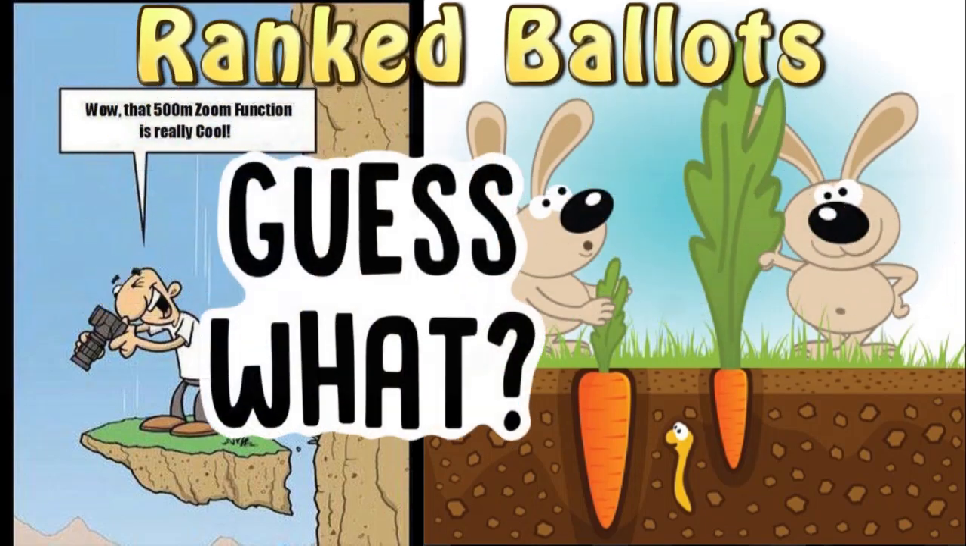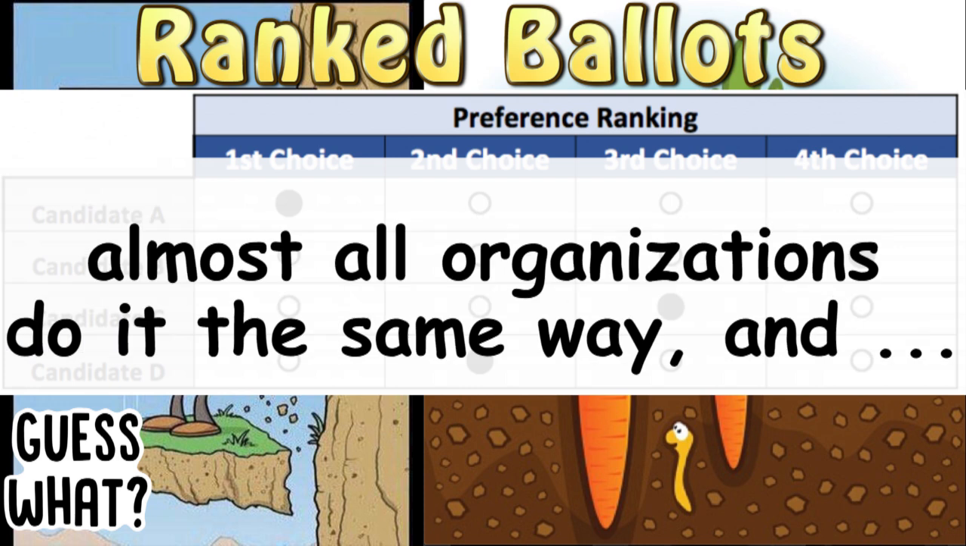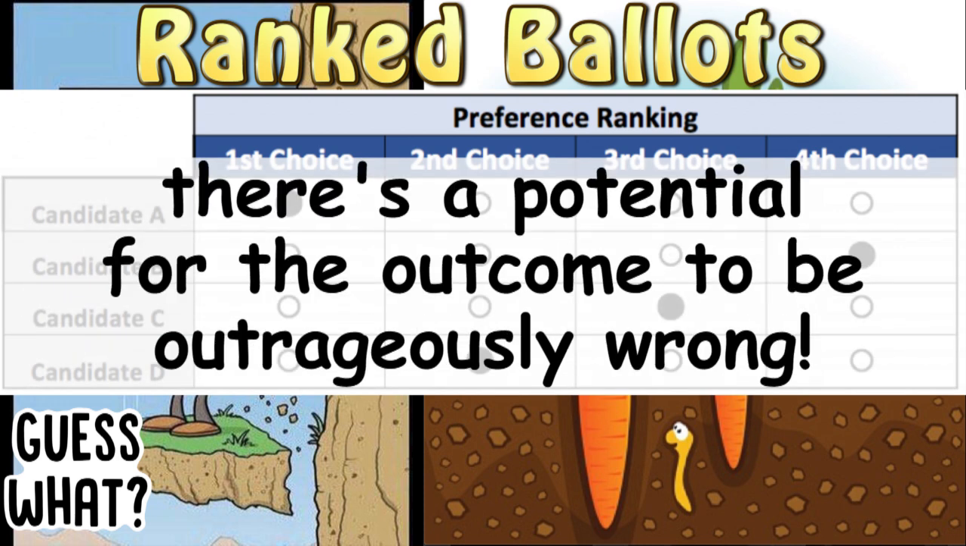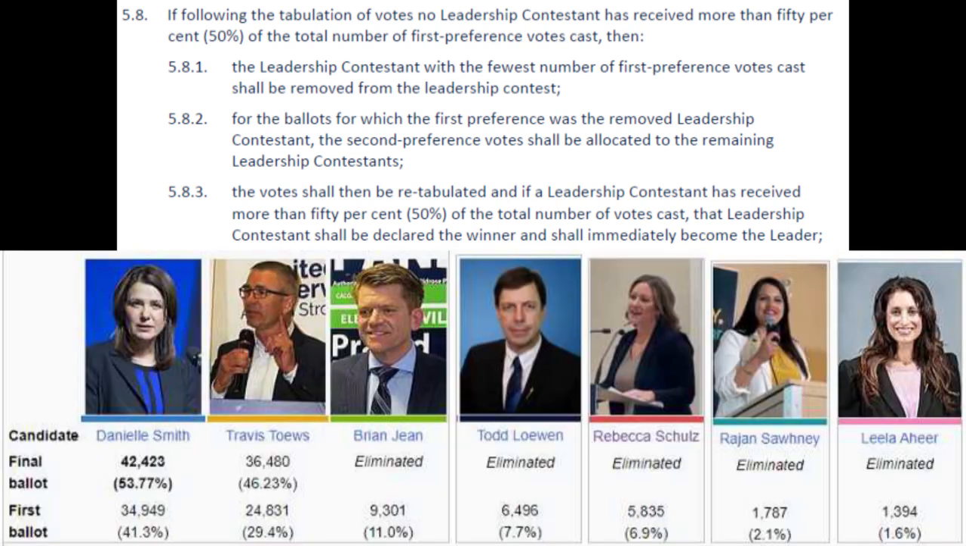Guess what? There are multiple ways to process ranked ballots. Almost all organizations do it the same way, and there's a potential for the outcome to be outrageously wrong. As far as I know, every organization processes ranked ballots the same way, and the steps are written out in the United Conservative Party of Alberta's governance manual.